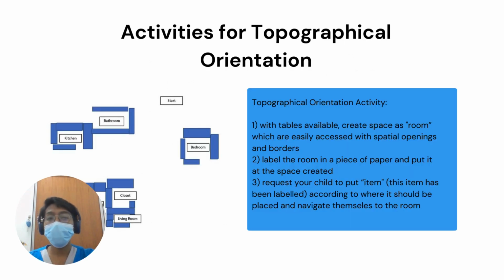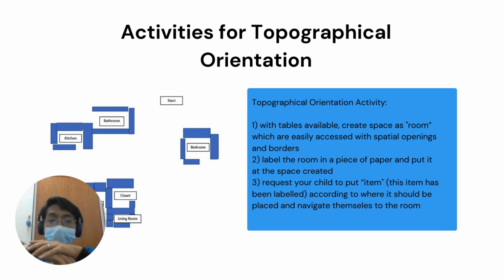And then activities for topographical orientation. This is the most interesting part, which is you can play around with your children with this kind of activity. The first one is use your tables. If there is no table, it is okay. Use pillows, any objects, to create the border of a room. Still possible, good effort.